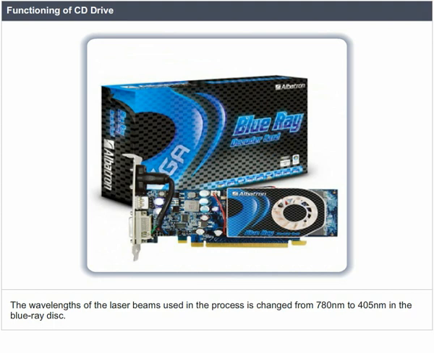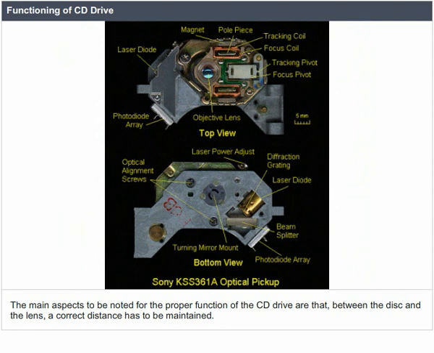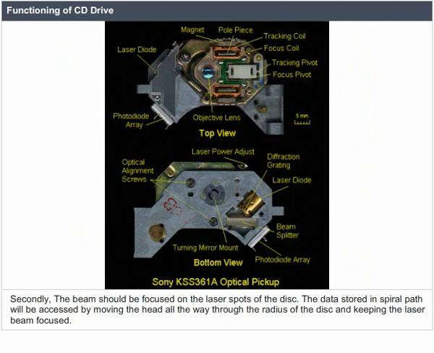The main aspects to be noted for the proper function of the CD drive are, first, that between the disc and the lens a correct distance has to be maintained. Secondly, the beam should be focused on the laser spots in the disc. The data stored in a spiral path is accessed by moving the head all the way through the radius of the disc and keeping the laser beam focused.